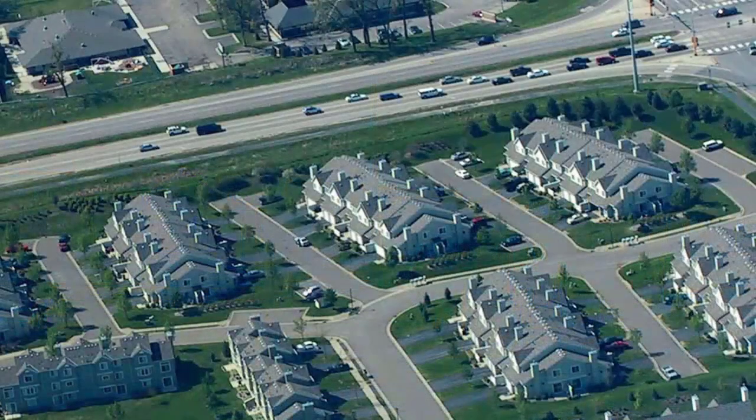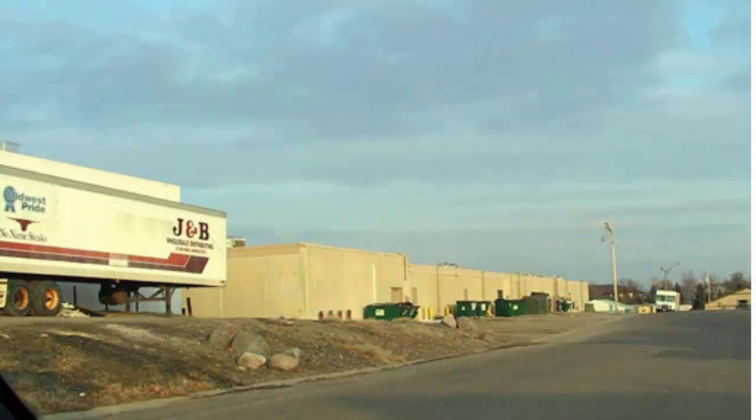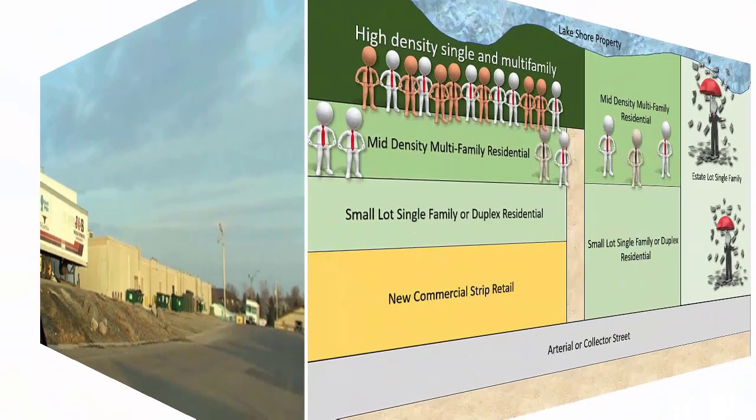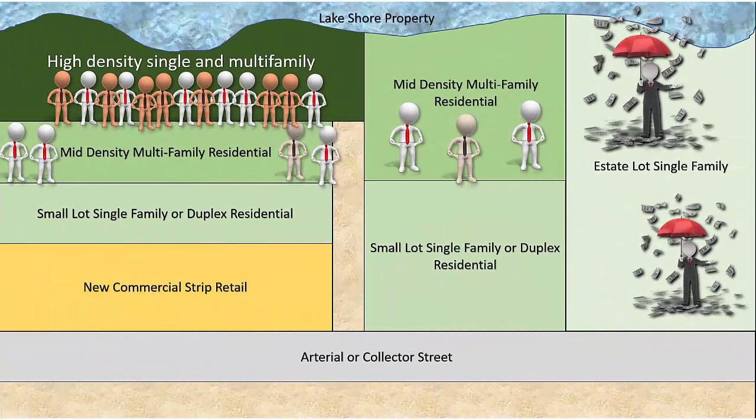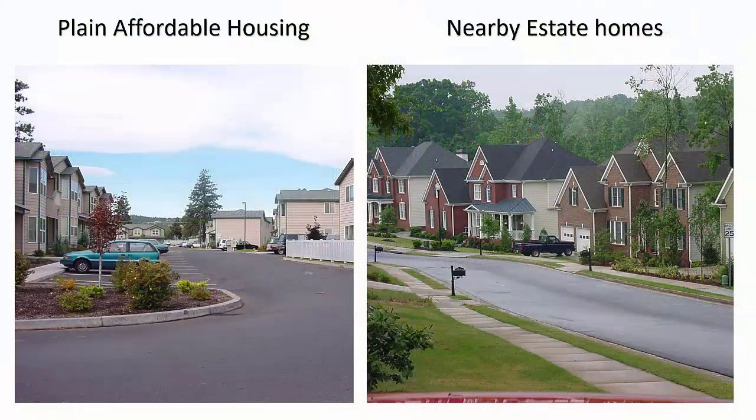Placing the highest density along noisy traffic corridors, behind retail loading docks, and even railroad tracks places the most human beings in the worst locations. What if we were to flip the transitional zoning on end? Reverse the transition to place the most humans in the best locations and the least people in the worst locations.